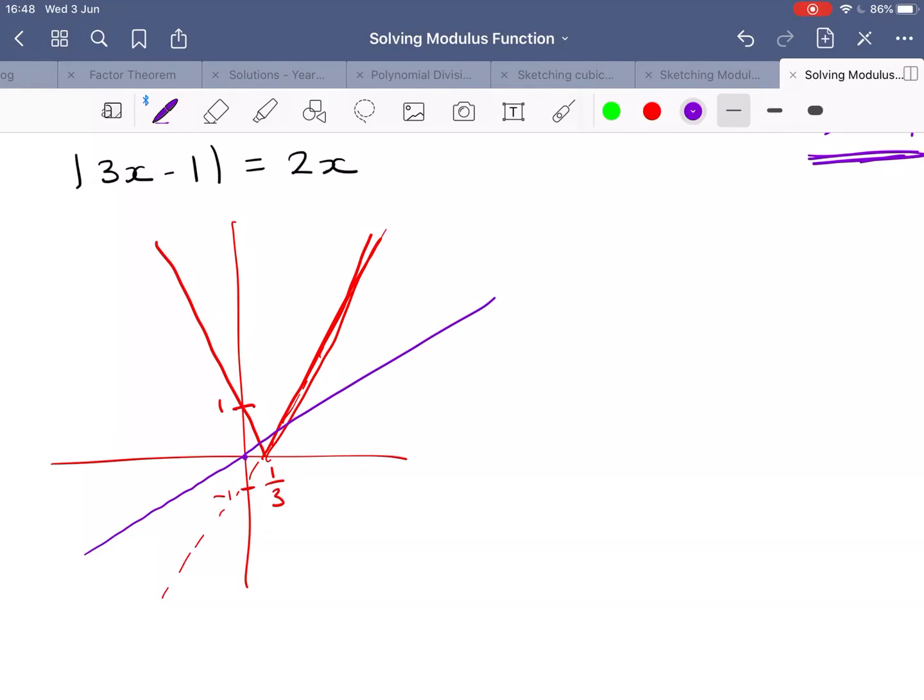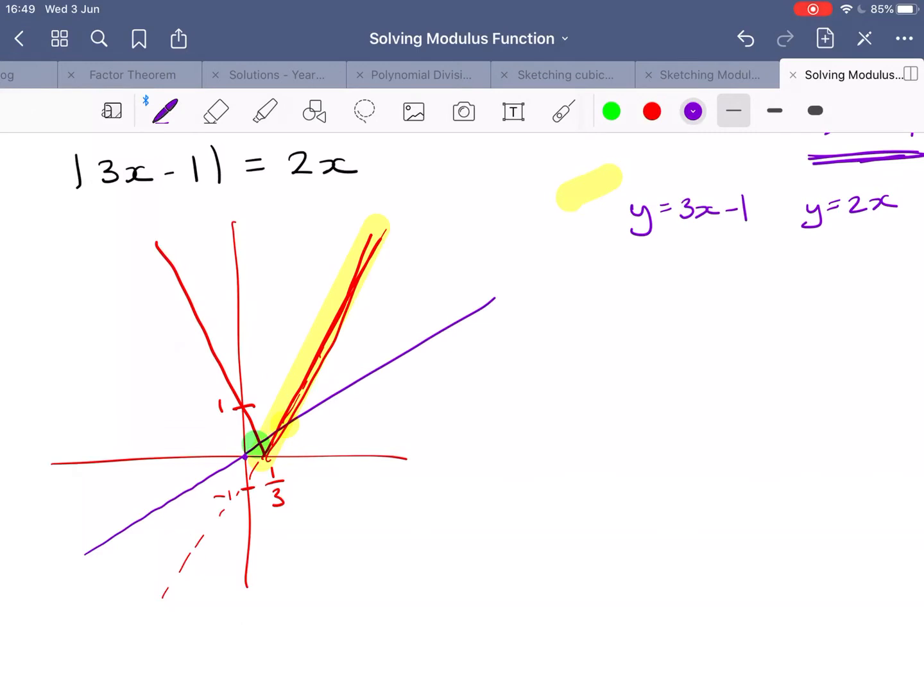Okay. And so again, we can see this is going to have two solutions. It's going to have one here and one there. So let's do the yellow one first, because that's the straightforward one. Because if we think about this yellow portion of my modulus line, what's the equation of that line? Well, the equation of that line is y equals 3x minus 1. And I want to know where it meets the line y equals 2x.